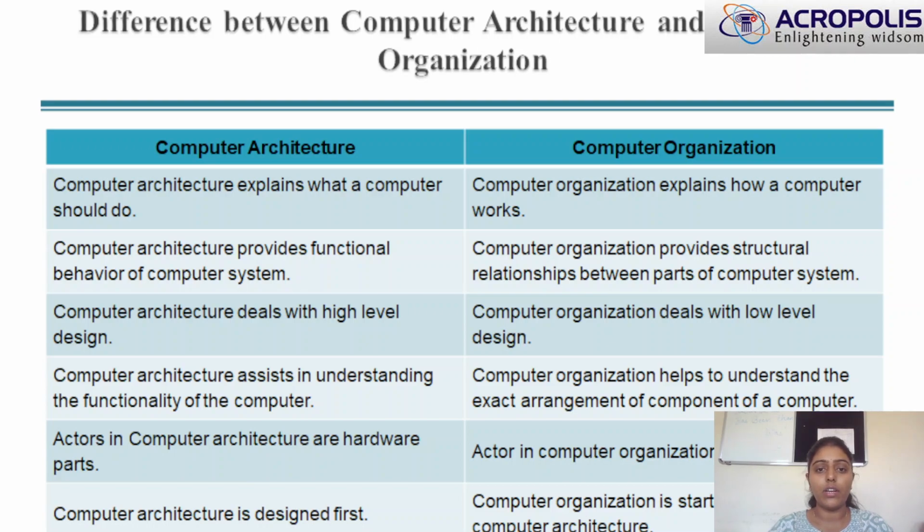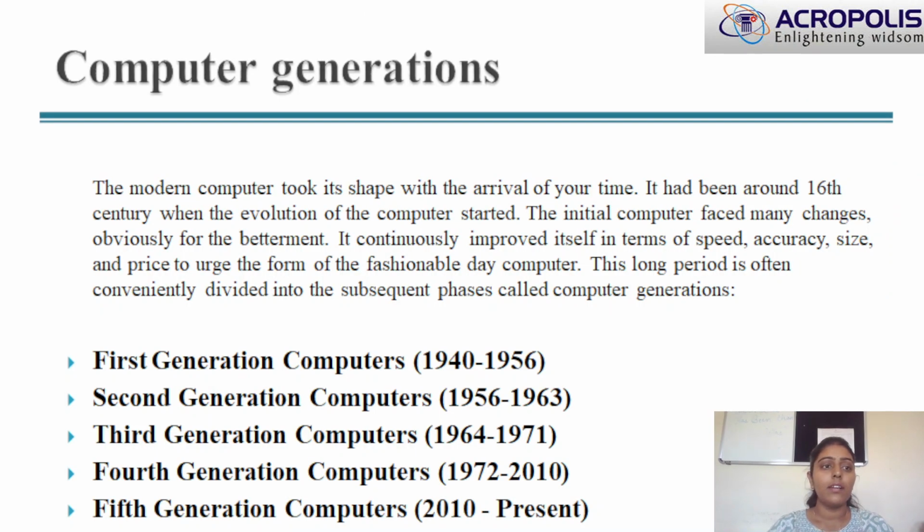Computer architecture assists in understanding the functionality of the computer. Computer organization helps to understand the abstract arrangement of a computer. Now, computer architecture is designed first, and computer organization is started after finalizing it. Next, there are some generations of computers in computer organization.